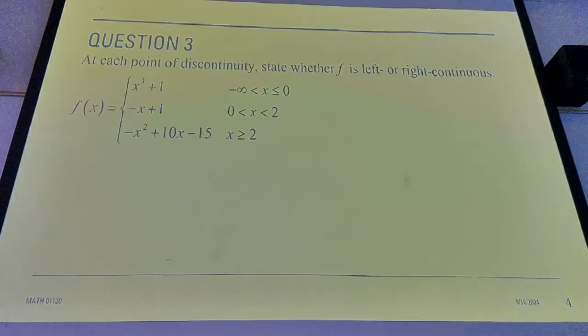Now, why not look at a 3-piece function? X cubed plus 1, will that be discontinuous anywhere? No. Negative x plus 1 should also be no. Negative x squared plus 10x minus 15, again, no. Good. Then the only possible discontinuities are where the function splits, which is 0 and 2. Which means we have to check both points.